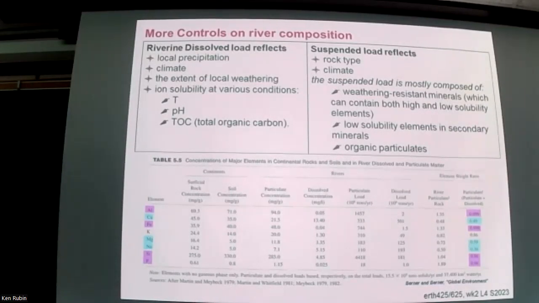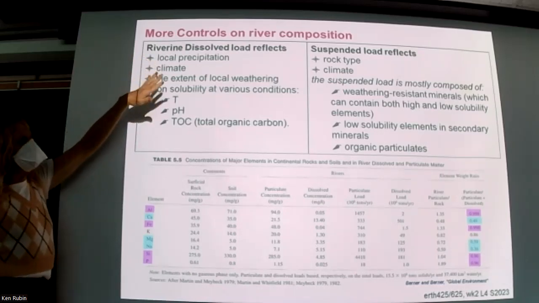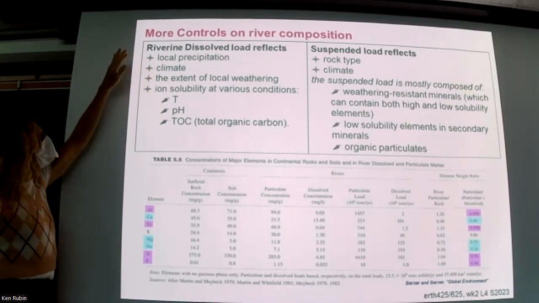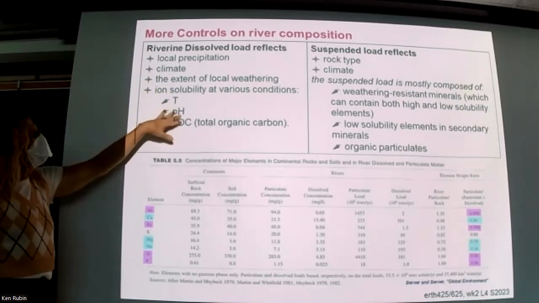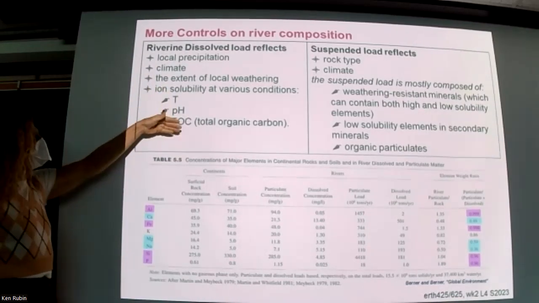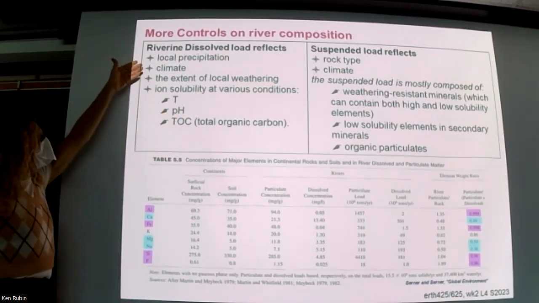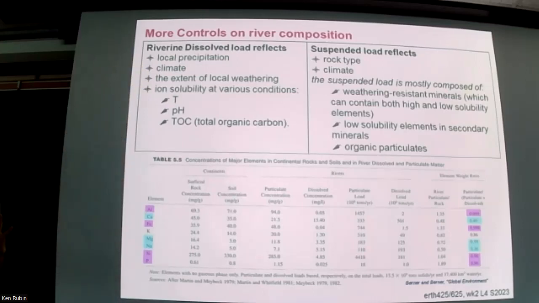So when we look at the dissolved load in a river, meaning the stuff that's actually in solution, it reflects the local precipitation, it reflects the climate, it affects the amount of local weathering, and it affects the solubility of different ions as a function of temperature, pH, and total organic carbon. Things like climate and extent of local weathering are heavily linked in with ecosystem phenomena. The more biomass we have, the more organic acids we put into water, we tend to lower the pH and we increase the ability to chelate ions.